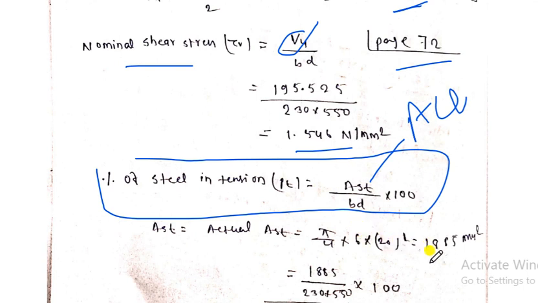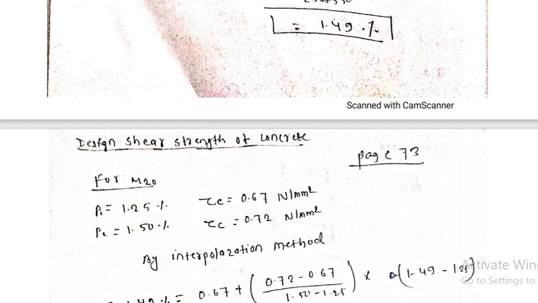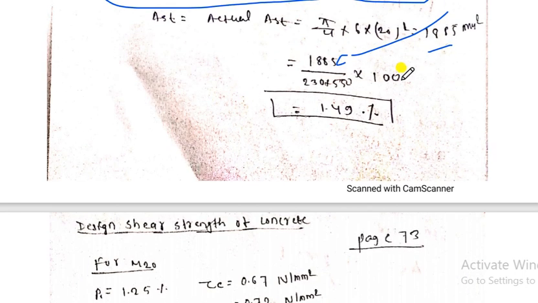So 1885. This value will be substituted here, 1885 divided by, 230 into 550 into 100. So 1.49 percentage of steel comes out.